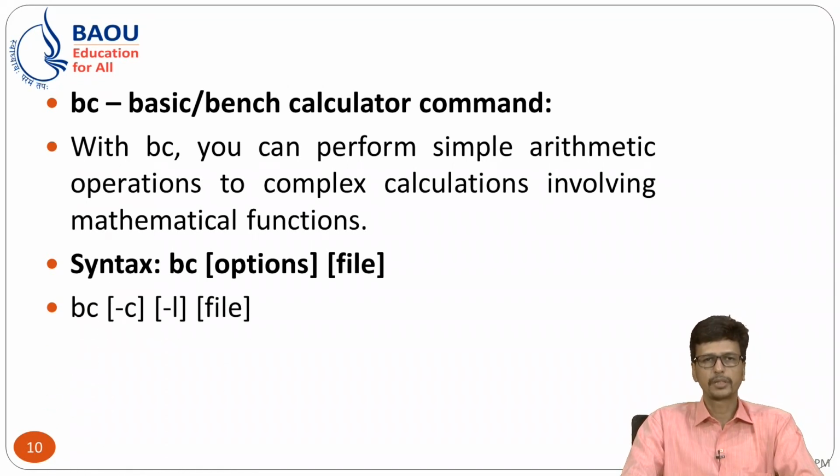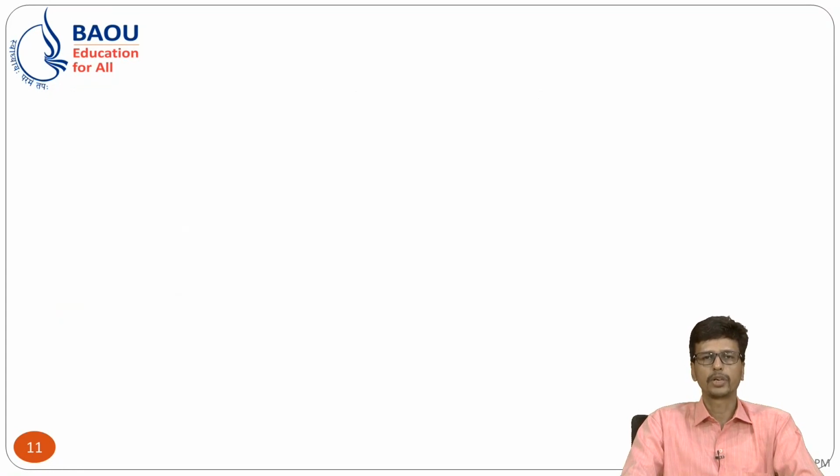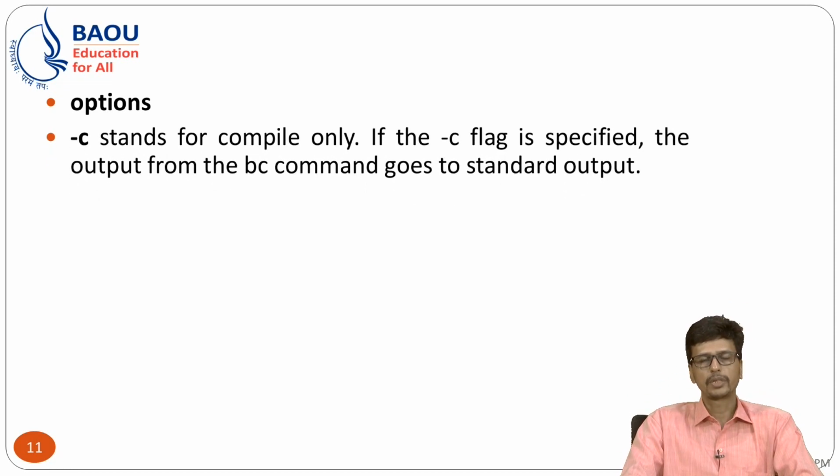The basic options, that is C and L, and then after that the file name, which is again optional. If you are not entering the file name, directly the prompt will open and you can perform whatever operation you want to perform. Now in these options we have seen C, that is the compile only option.